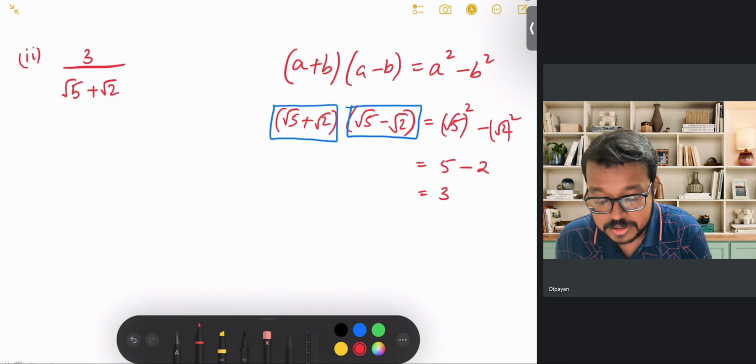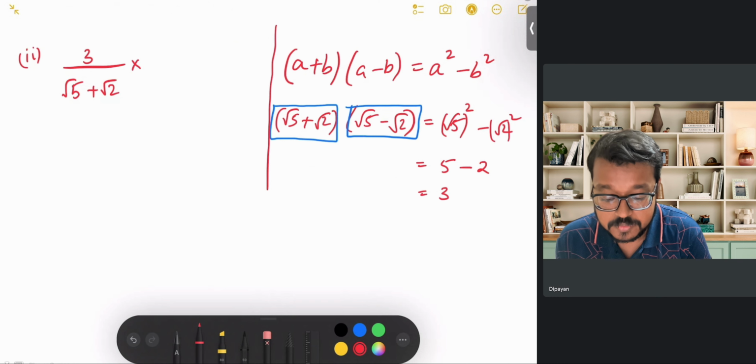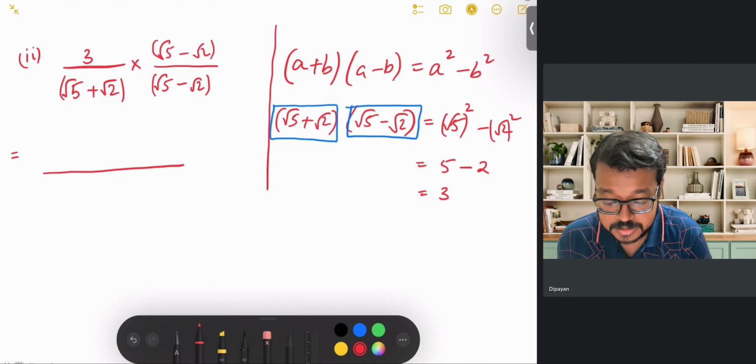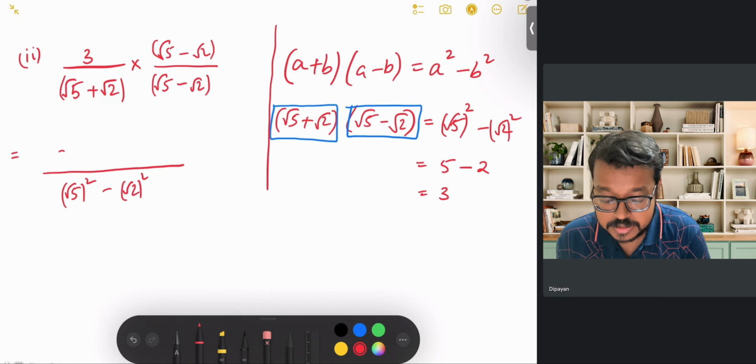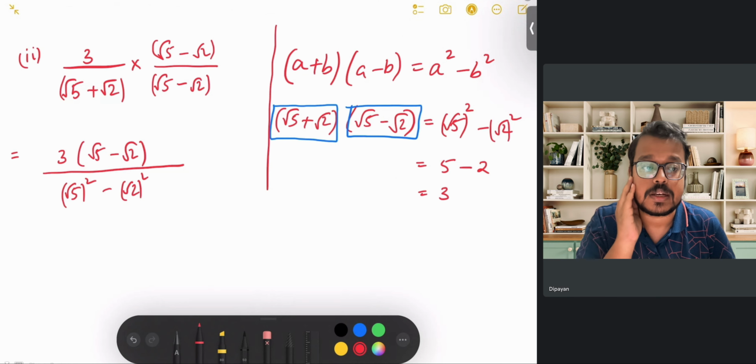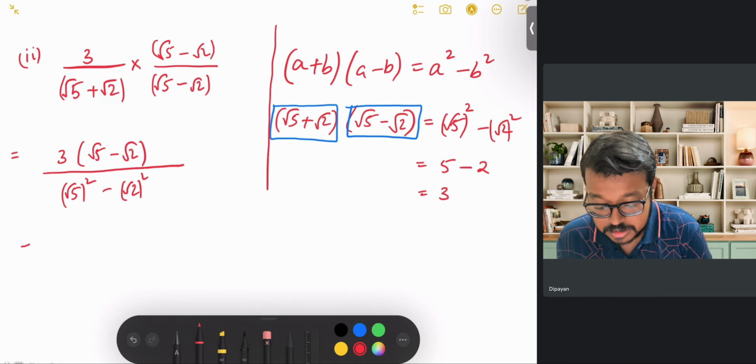So in my given expression, I will multiply the numerator and denominator with root 5 minus root 2, both numerator and denominator. So in the next step, my denominator becomes root 5 square minus root 2 square. And the numerator is 3 into root 5 minus root 2. Let me not multiply the numerator terms right now. Let me keep it as such.